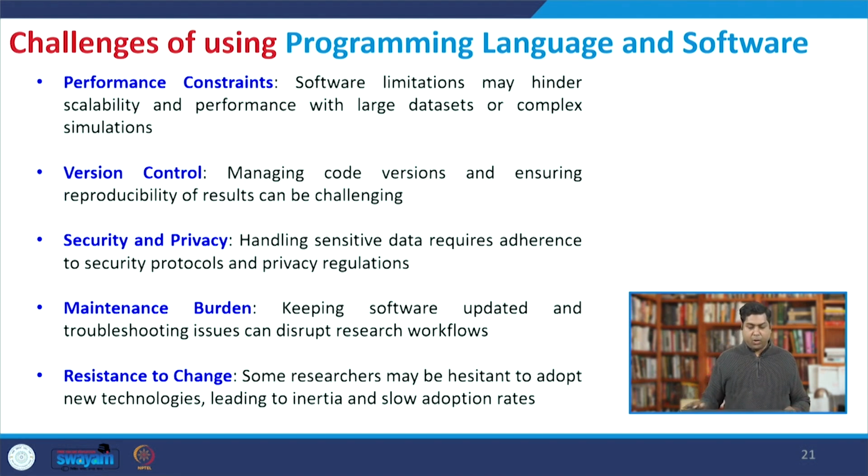Performance constraint: software limitations may hinder scalability and performance with large datasets and complex simulation. It depends on what type of software you are using, and when you use open source software or the student or academic version of the software, they might have certain limitations. So that is a challenge. Version control: software is nothing but programming where developers are updating day by day, from version 1 to version 2, etc. Many a times version control is very difficult.